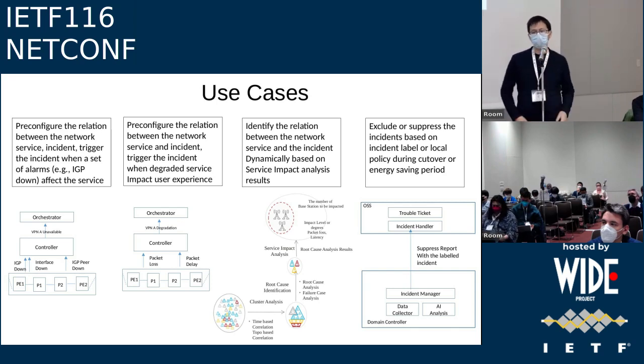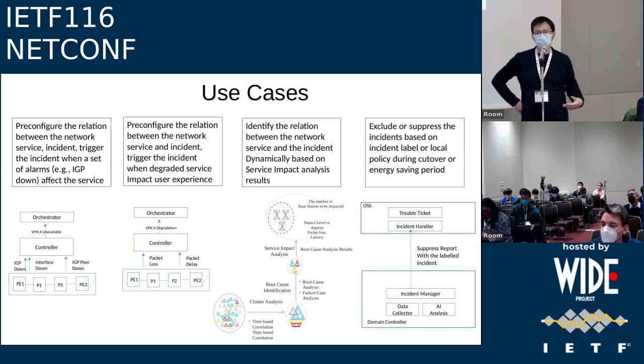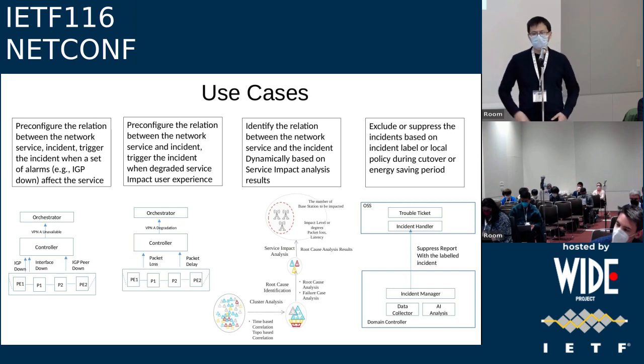So the last use case: in some cases you may consider suppressing incidents. This kind of incident is a false incident because, for example, during the cutover stage, it is not really an incident, so you may label or suppress it. In other cases, for example, you want to consider energy saving for some network devices, to make them sleep at night. At this stage you need to suppress this kind of incident. So you need to label it and prevent this false incident from being reported to the OSS or upper layer. So next.